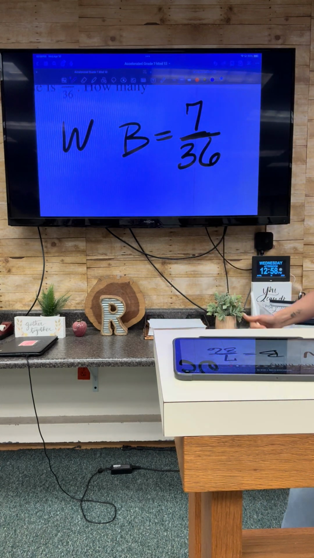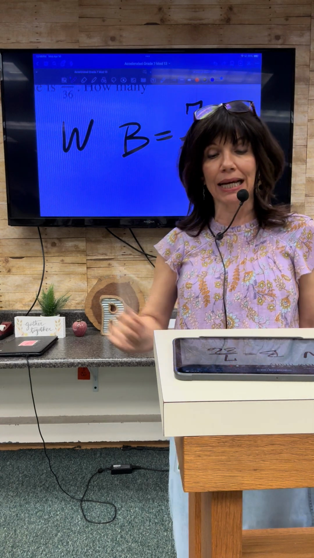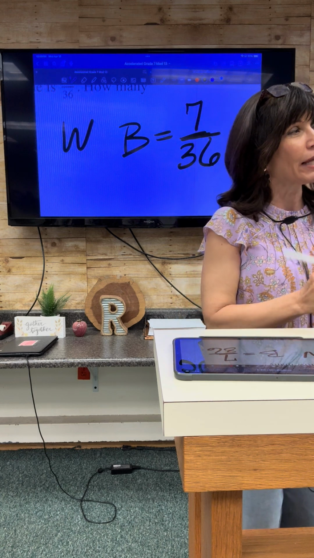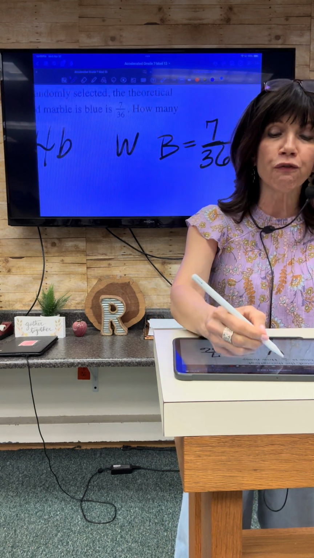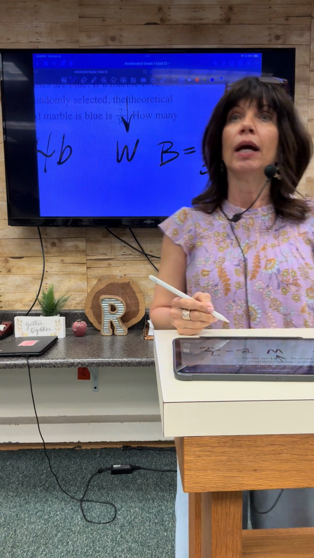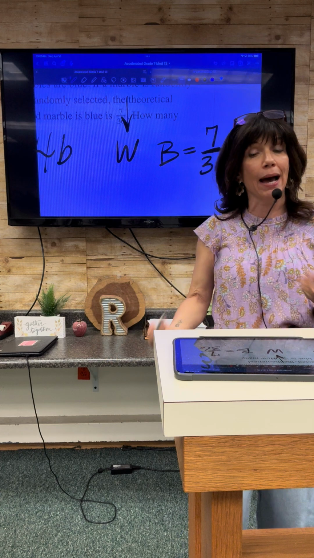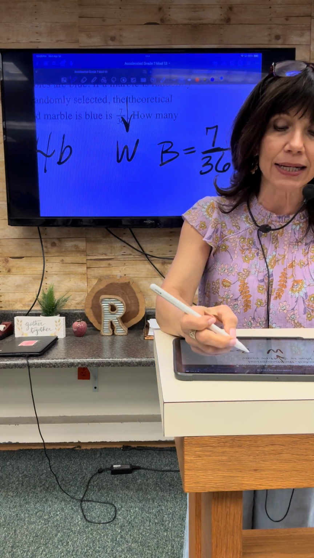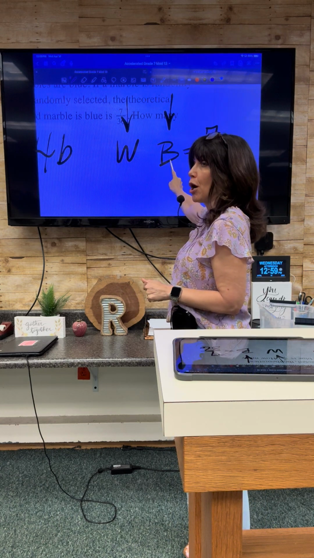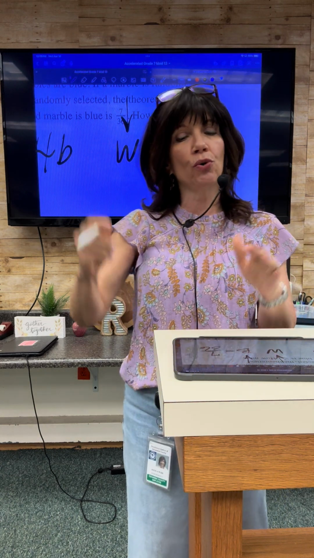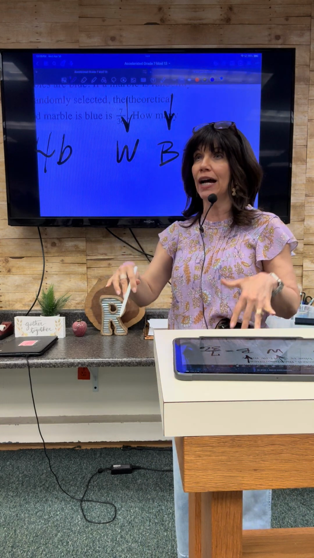Now, the reason I am zeroing in on my W and my B and my equals 7/36, I would like to know if my class remembers that if we do something on the first pull of a marble and we write down the ratio or the theoretical probability of pulling that marble, and then we write down the theoretical probability of pulling a blue marble, what is it that we do in between those two probabilities? Is it add, subtract, multiply, or divide? Please answer now.